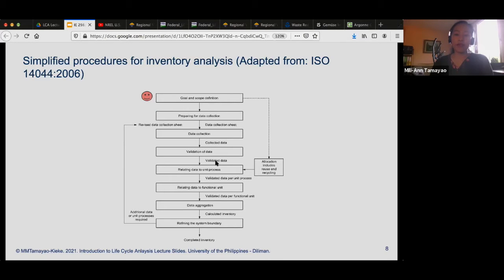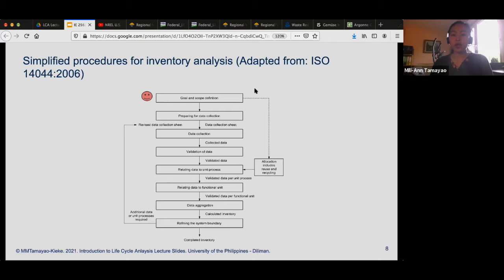When you have the validated data, you can proceed to relating the data to the unit processes. After that, you have to validate the data per unit process. And after doing that, you then relate the validated data per unit process to the functional unit. Of course, at that level, you also have to validate again. And then after that, you have data aggregation. From the data aggregation, you have the calculated inventory. Then if there is a need, you can refine the system boundary. And of course, you have your completed inventory.